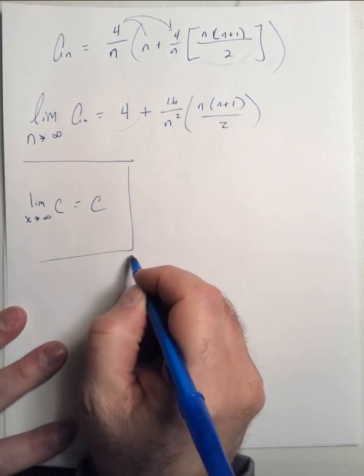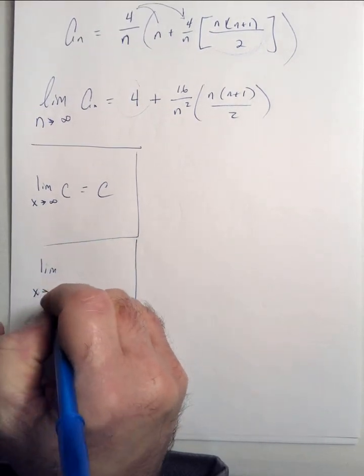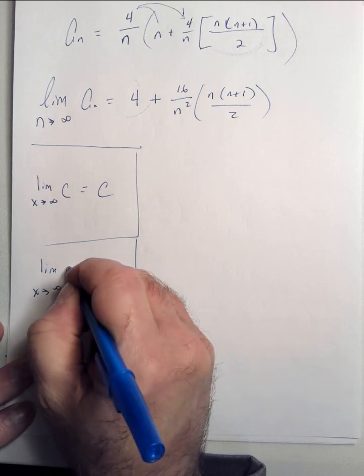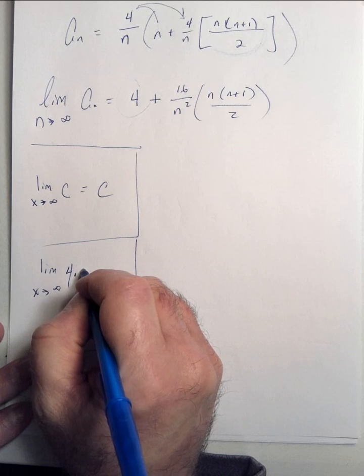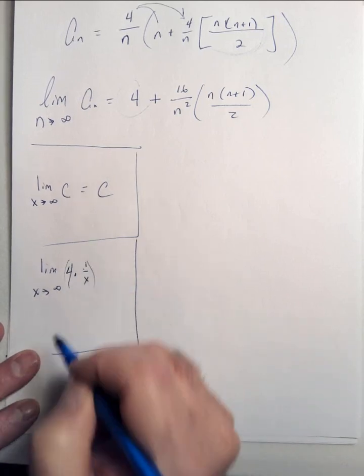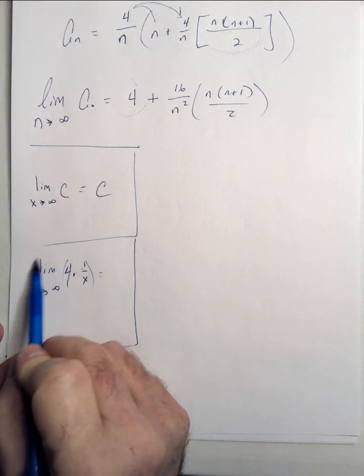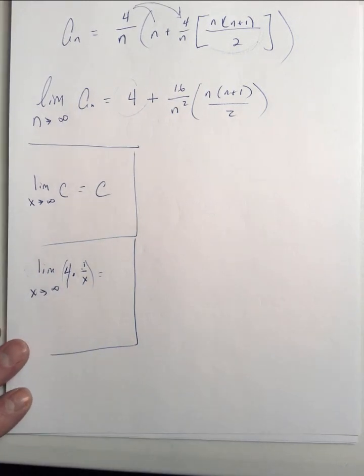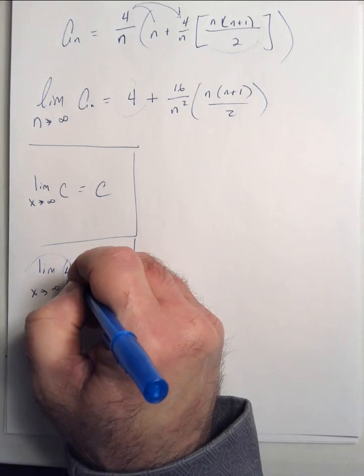I'm also going to write down another property that's important. The limit as x approaches infinity of 4 times some value like 1 over x, remember, is going to equal, we can pull this guy out. So let's not forget that as well. And that's it for now. We'll talk more about those other properties. But remember, this guy can get pulled out.